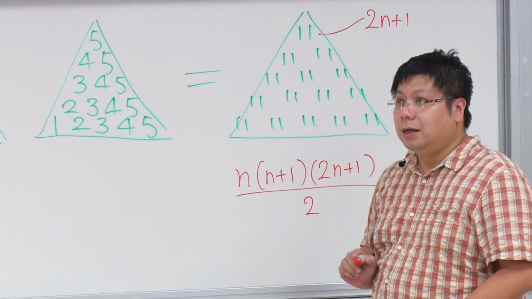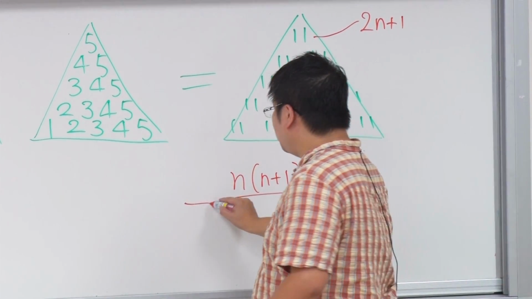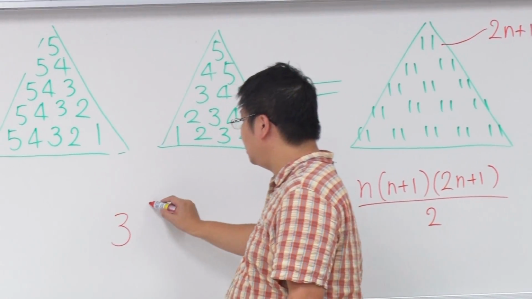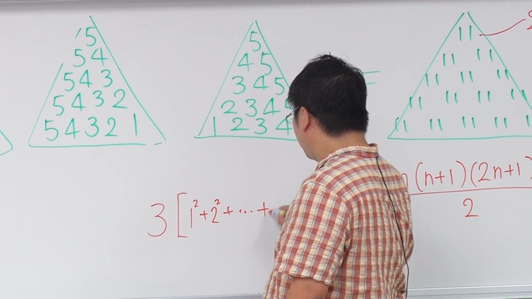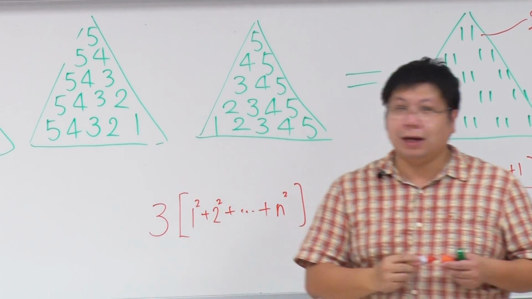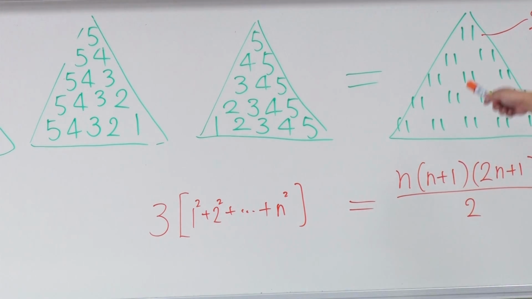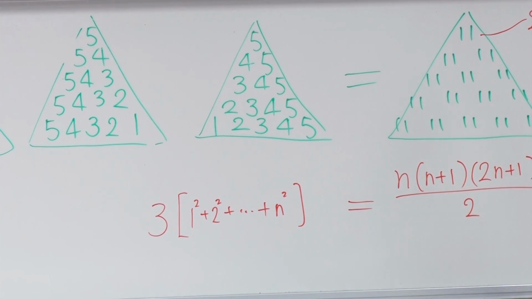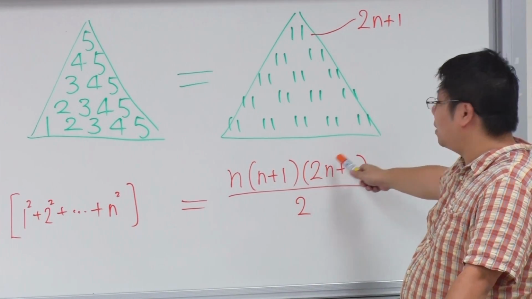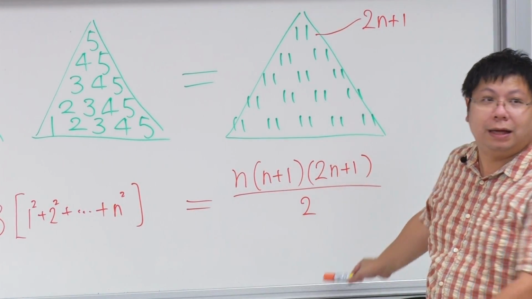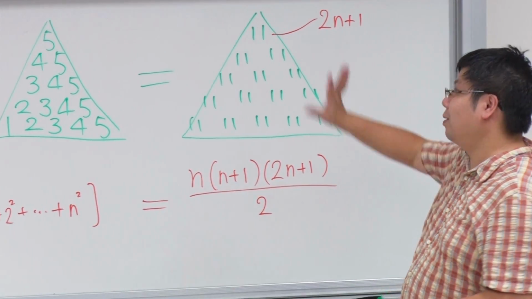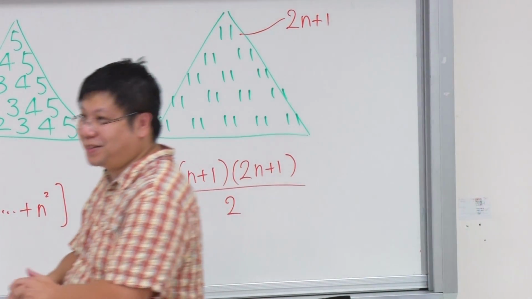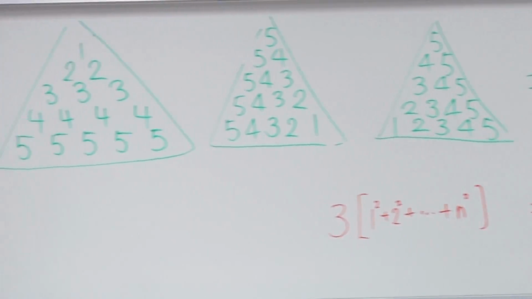You have this many terms, and then this will be equal to 3 times the value of 1 square plus 2 square plus up to n square. So we get the same result: n times n plus 1 times 2n plus 1 divided by 6. So all these proofs are very nice. I hope you like it.